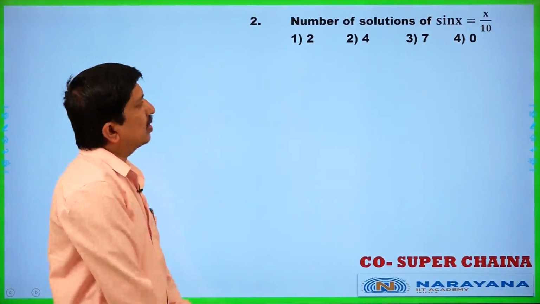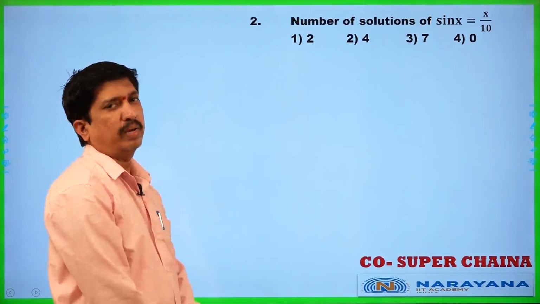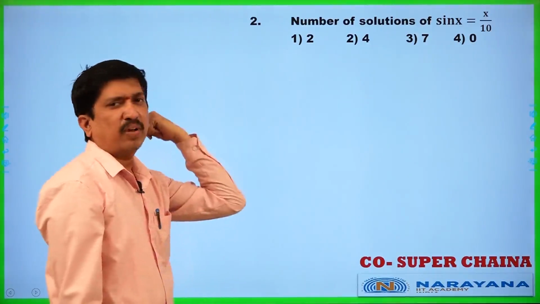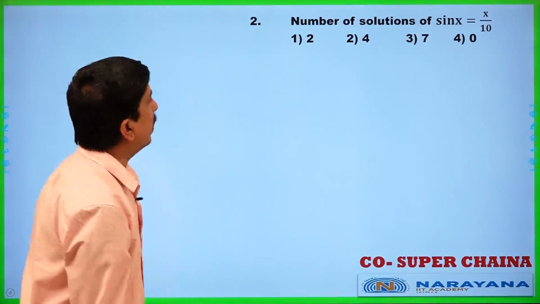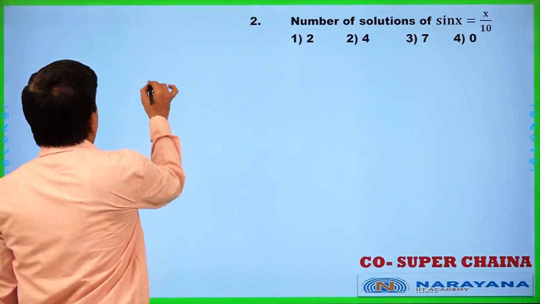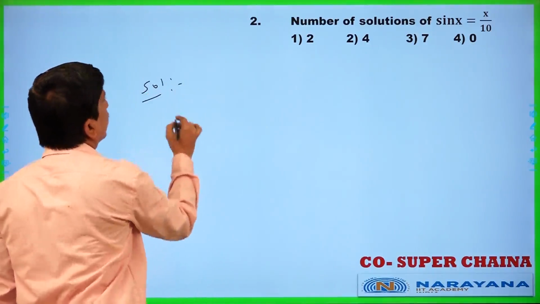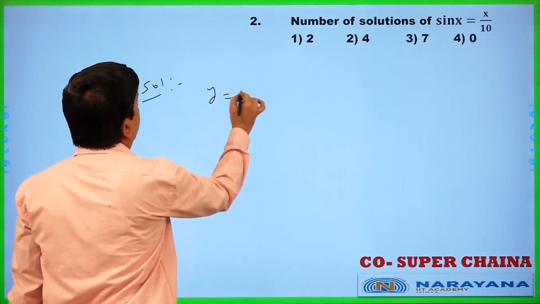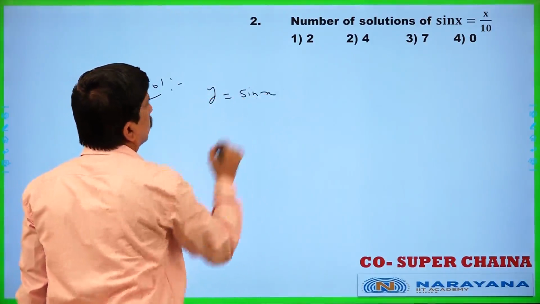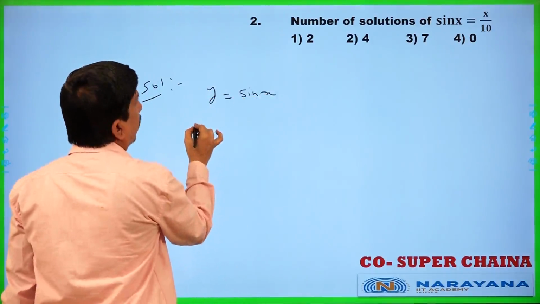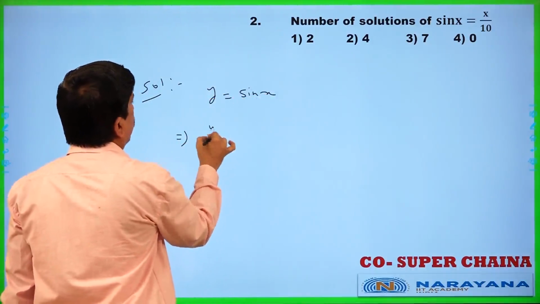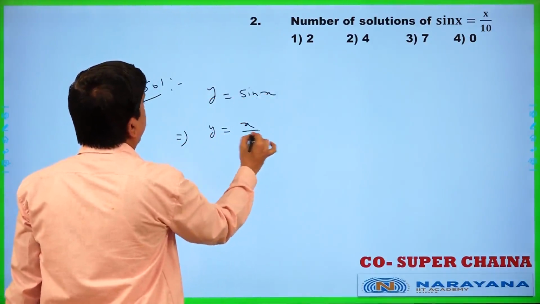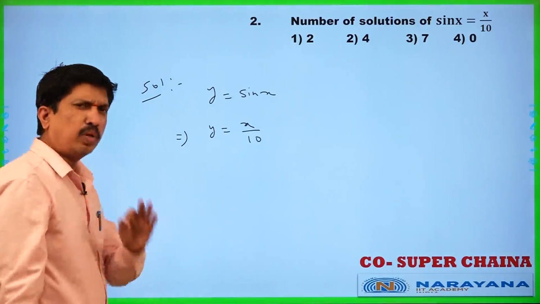Number of solutions of sin x equal to x by 10. You know the parent graph, the sin x graph, very well. Now I will write two functions: y equal to sin x is one function, and another function is y equal to x by 10. Just observe that.